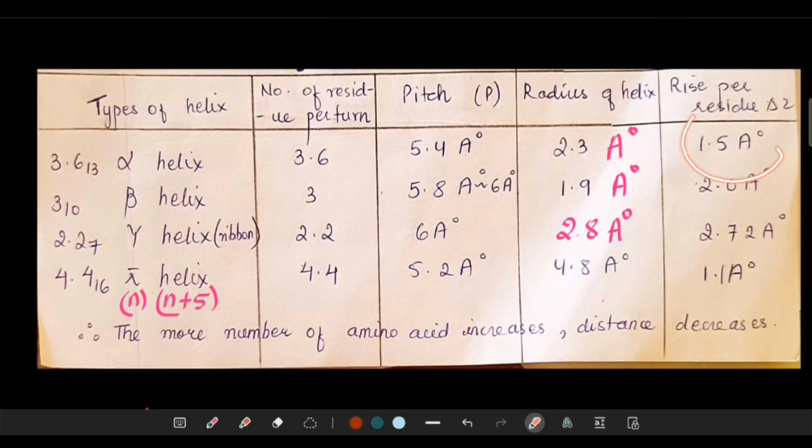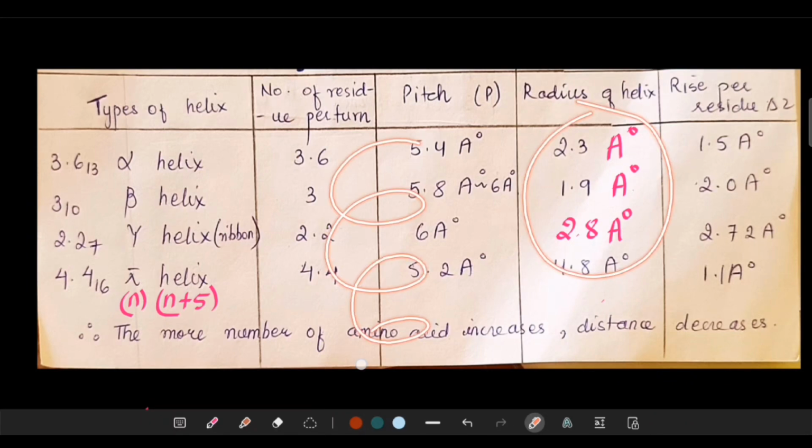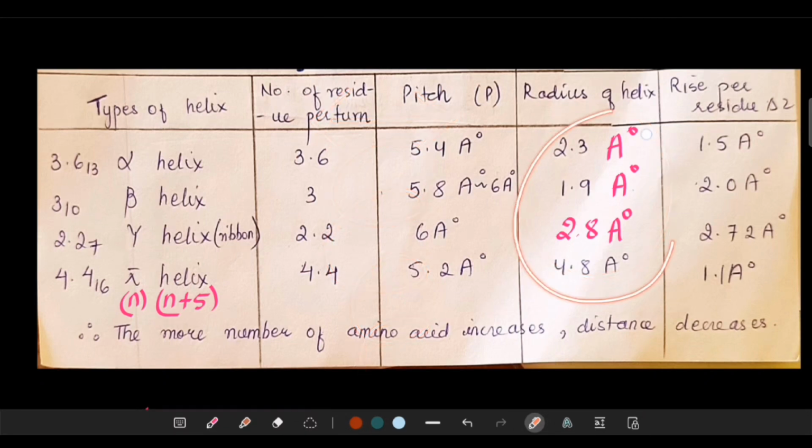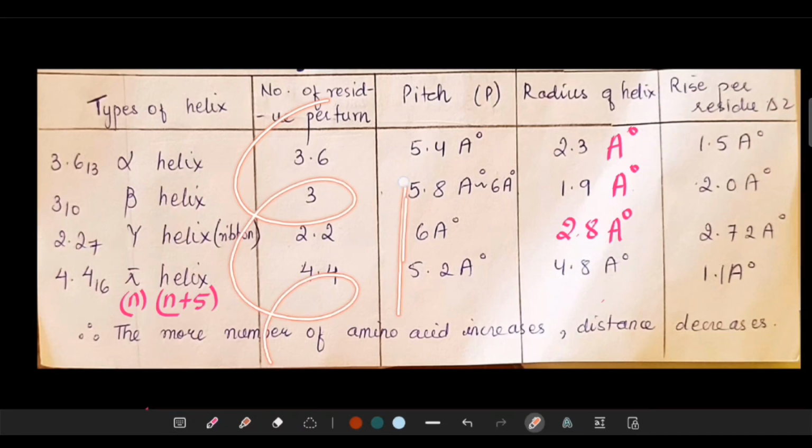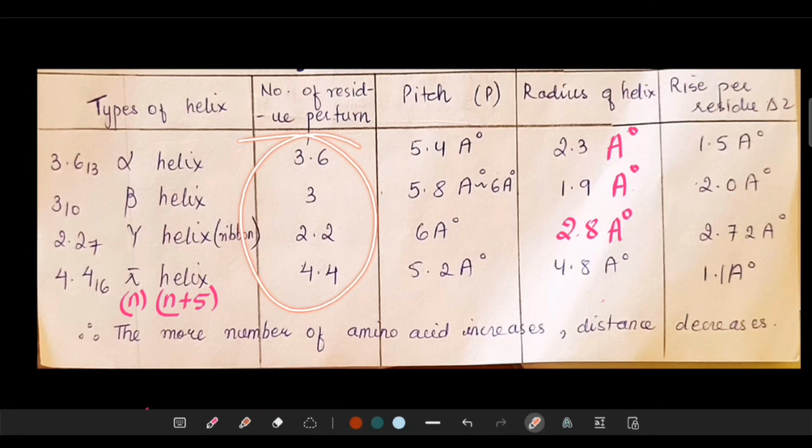And then we have radius of helix. Radius, that means if this is a helix, then what is the radius of the helix? So this is the radius of the helix, and then this is the pitch. That means one turn. So one turn, right? And then how many amino acids are present per turn or per pitch.